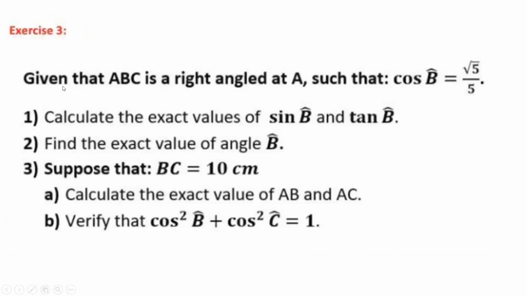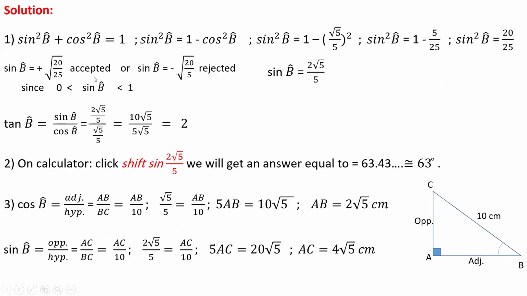Another exercise, given a triangle ABC, right at A, cosine B is equal to radical 5 over 5. We should calculate sine B and tangent B. Of course, if we are given cosine B, to calculate sine B, we can use the fundamental relation: sine squared B plus cosine squared B is equal to 1. So I write the fundamental relation, then I need sine squared B is equal to 1 minus cosine squared B. So sine squared B is equal to 1 minus, and I replace cosine B by radical 5 over 5. Then I calculate to get sine squared B is equal to 20 over 25.